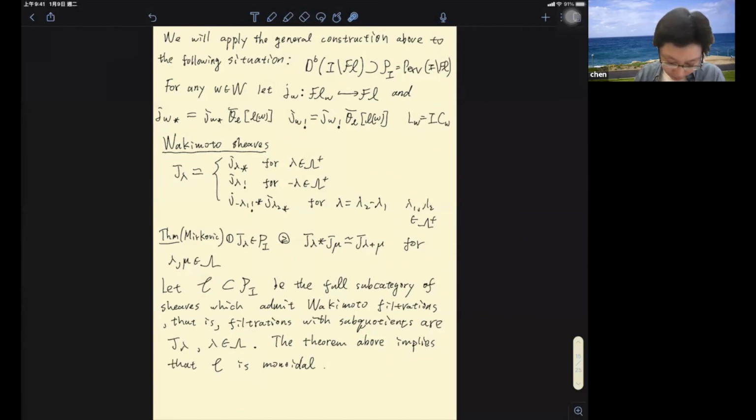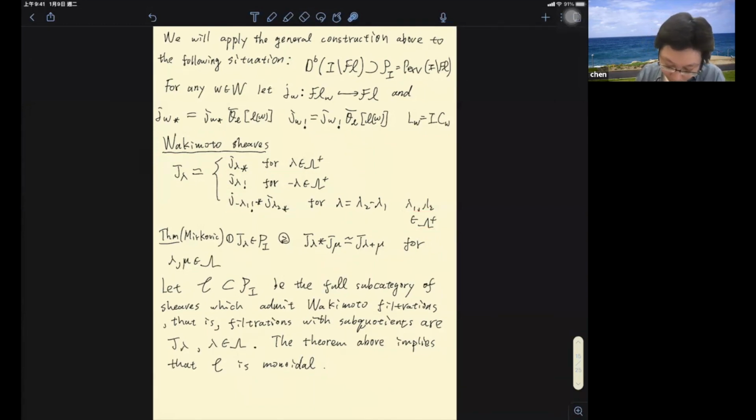So our goal is to define this category C in the first part. And for this, there are two important inputs, namely the so-called Wakimoto sheaves and the central sheaves. So let's first talk about Wakimoto sheaves. Here's the definition. Let's consider J lambda, which is equal to J lambda star if lambda is dominant, and J lambda shriek if minus lambda is dominant. In general, it's given by these convolutions. For any lambda, you write this as lambda 2 minus lambda 1, where lambda 1 and lambda 2 are dominant.